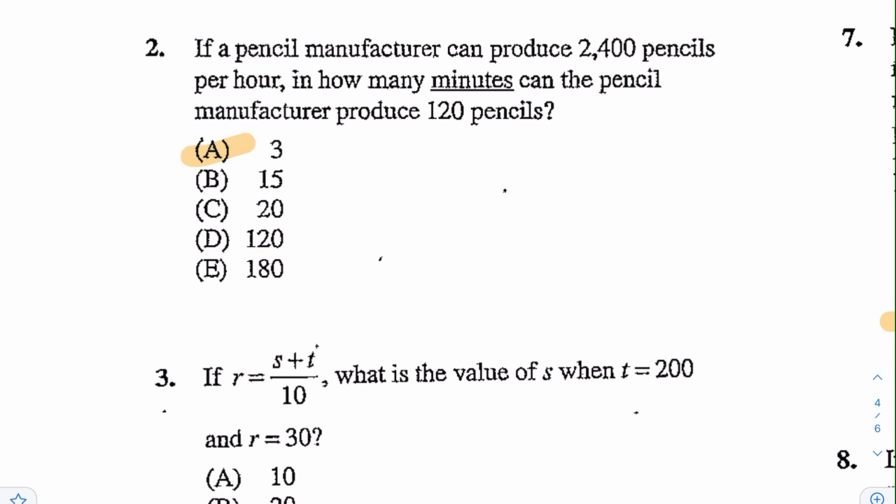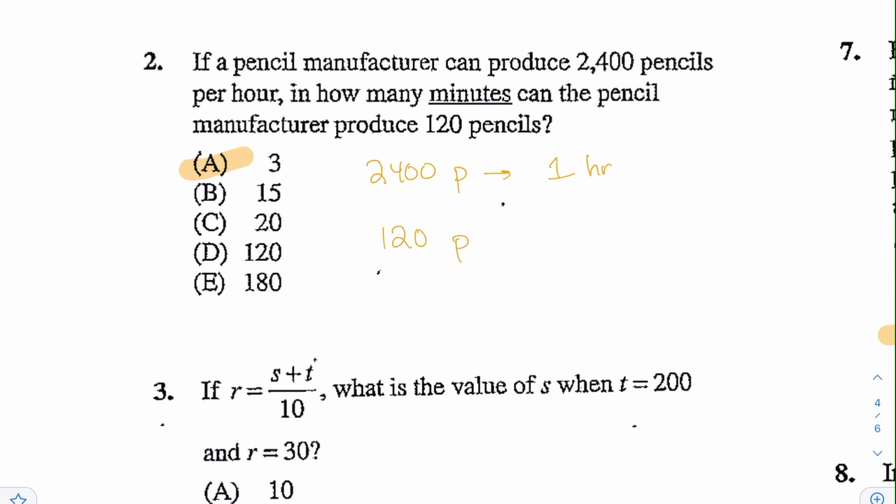All right, next for question number 2. If a pencil manufacturer can produce 2,400 pencils per hour, in how many minutes can the pencil manufacturer produce 120 pencils? So here you know that 2,400 pencils, that's in 1 hour. And here you want to go down to 120 pencils. So to go down to 120 pencils, you have to divide 2,400 by 20. So that means you have to divide the hour by 20 as well.